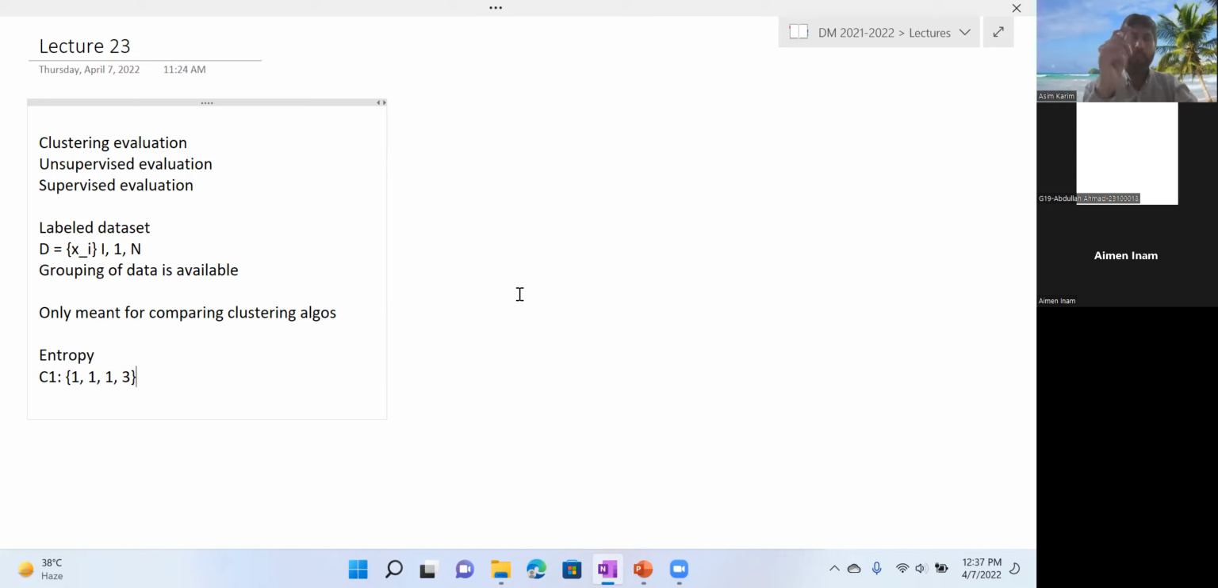Once you have these labels, you can always compute the entropy of this cluster. What is the entropy of this cluster using the standard entropy formula? We have 3 objects that belong to one class, so 3 over 4, the total number of objects being 4, of course, into log 3 over 4, minus 1 over 4 into log 1 over 4.